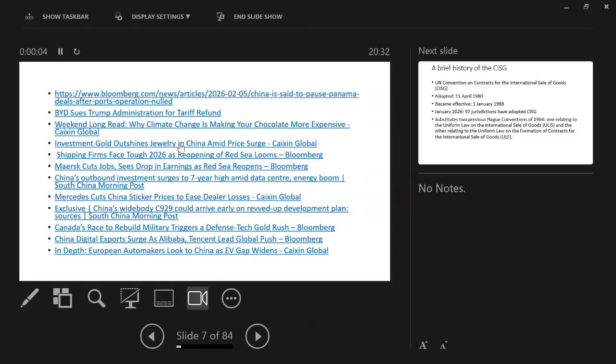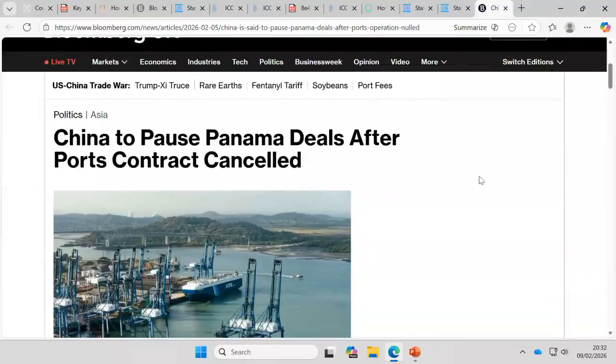For a couple of things to pick up from last time. Last time I flagged this issue around ownership or contractual responsibility for running the Panama Canal, and how we had a Panamanian court which had recently held that the contract for Hutchison, a Hong Kong ports company, to run the port was constitutionally invalid.